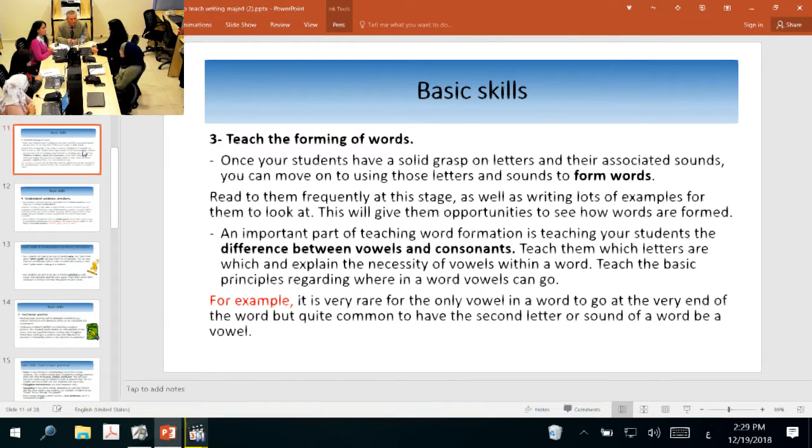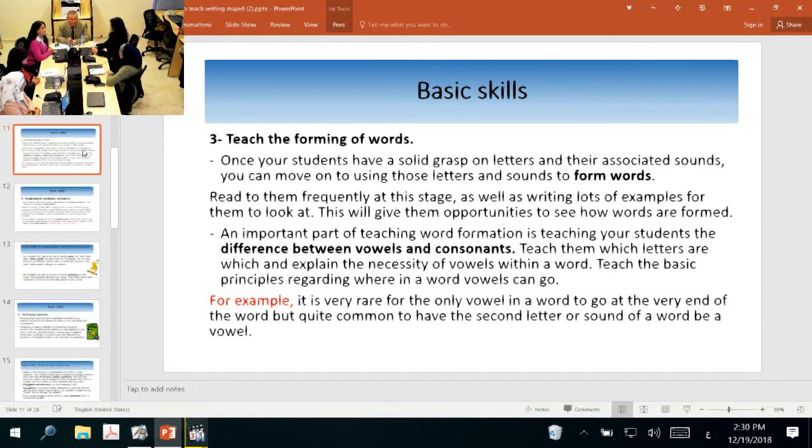Now, an important part of teaching word formation is teaching your students the difference between vowels and consonants. This is very important. Yes. Now teach them which letters. Can a word without any vowel be able to be pronounced? No, I don't think so. We should use both of them, the vowels and the consonant.